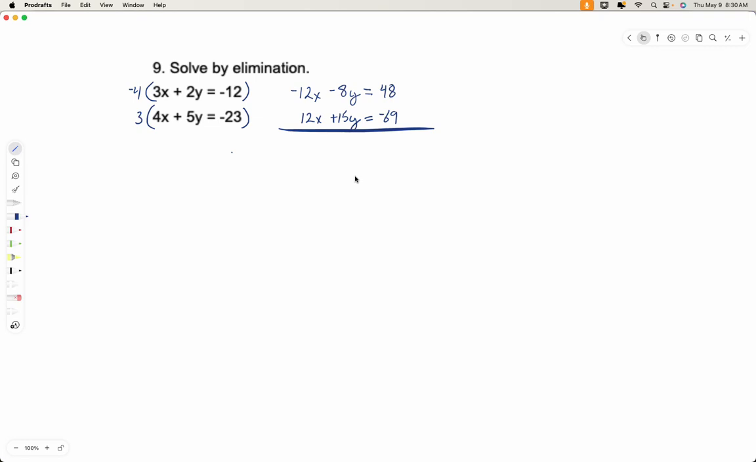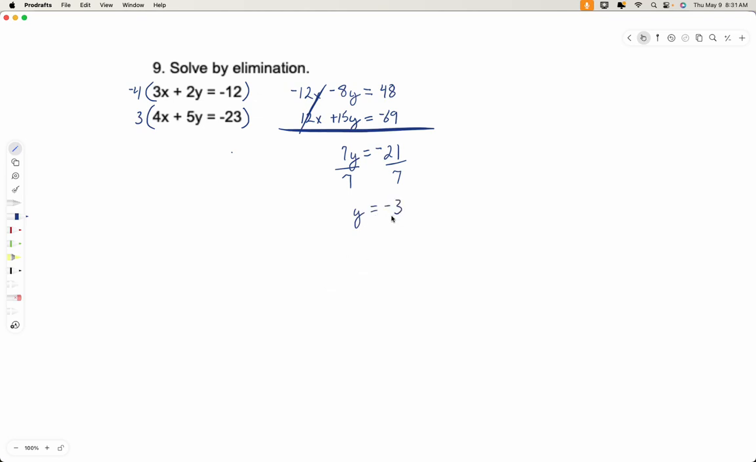Now, I'm going to start here. -12, +12, they cancel. So we eliminated those. -8, +15, that's going to be a +7y. And 48 from a -69, that's going to be a -21. So if I divide both sides by 7, y is equal to -3.